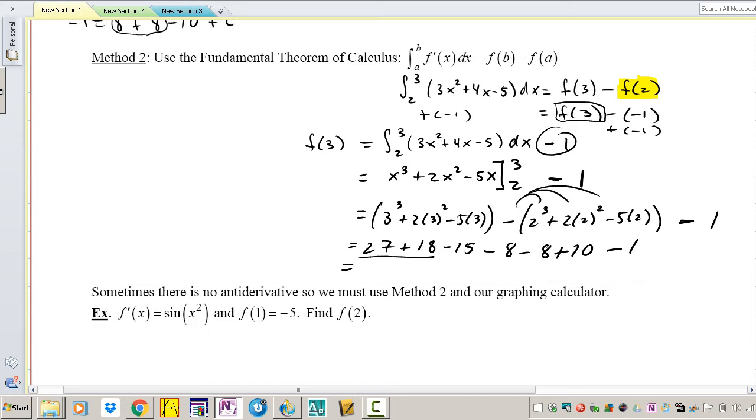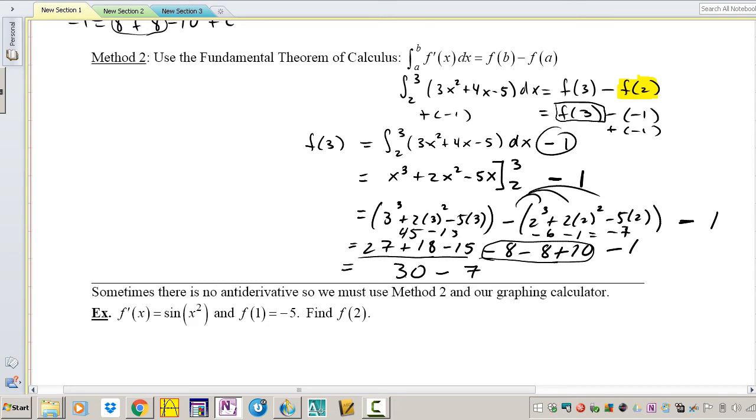27 plus 18 is 45. Take away 15. This is 45. Take away 15 is 30. Minus negative 16 plus 10. Negative 16 plus 10 is a negative 6. Minus 1 is a negative 7.